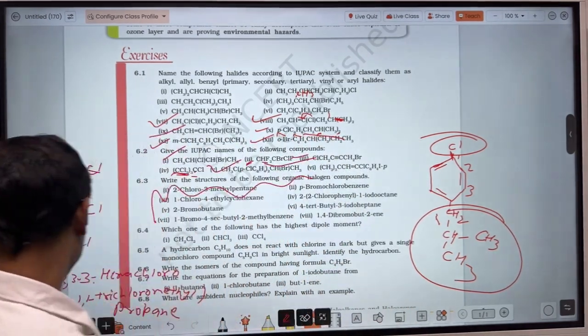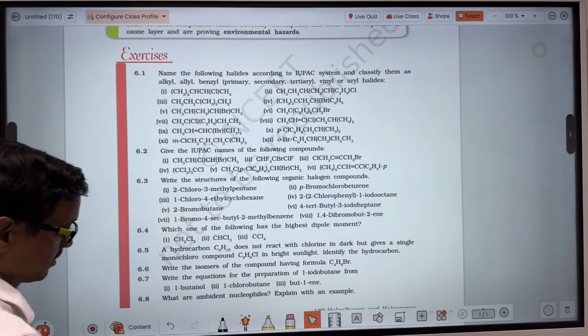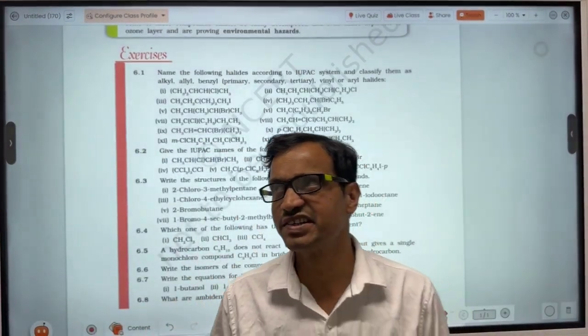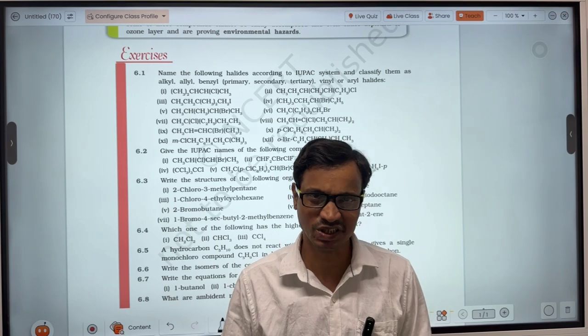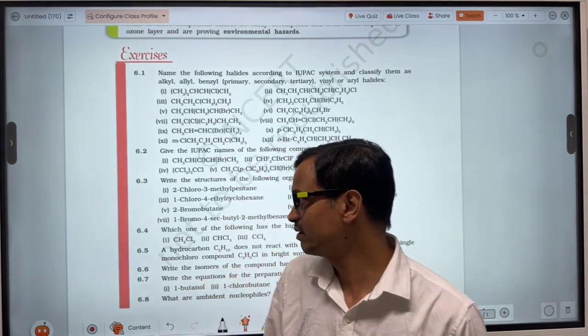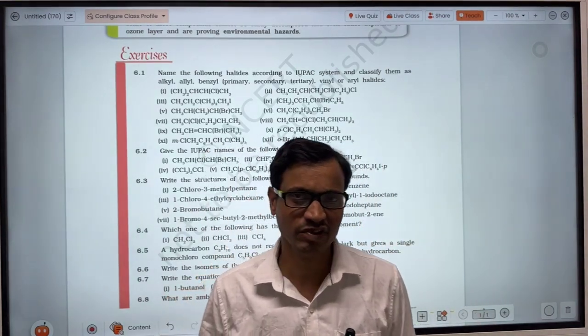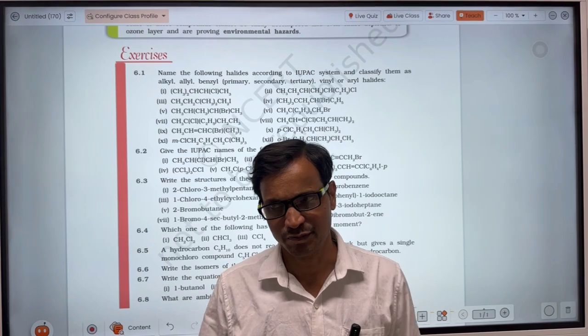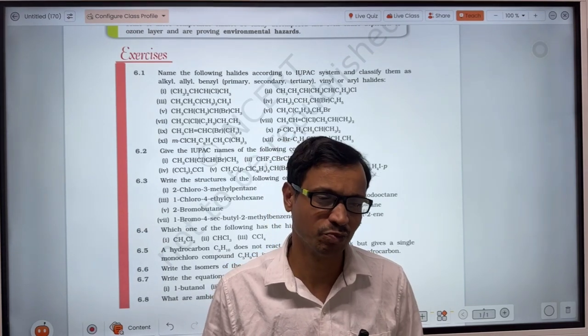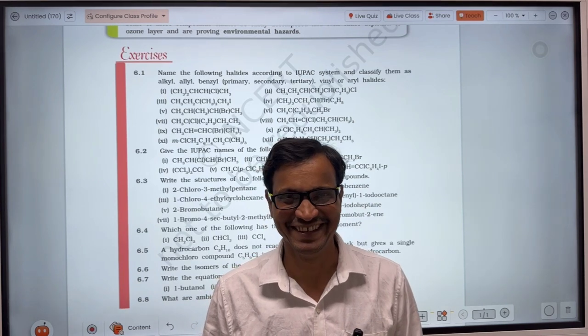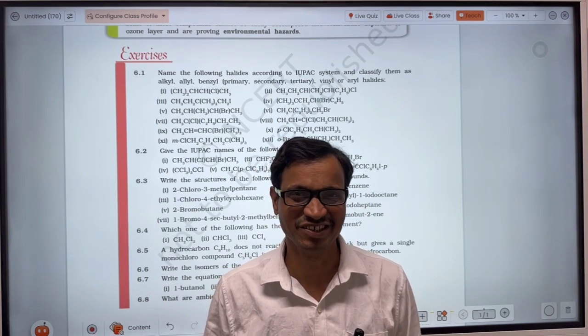Now let's see. That was about the structure. That was nomenclature and isomerism. This chapter has got completed. In the next class, we will proceed to the nature of the C-X bond, and then after we will start the methods of preparation, and from those portions, mainly the reactions will come.